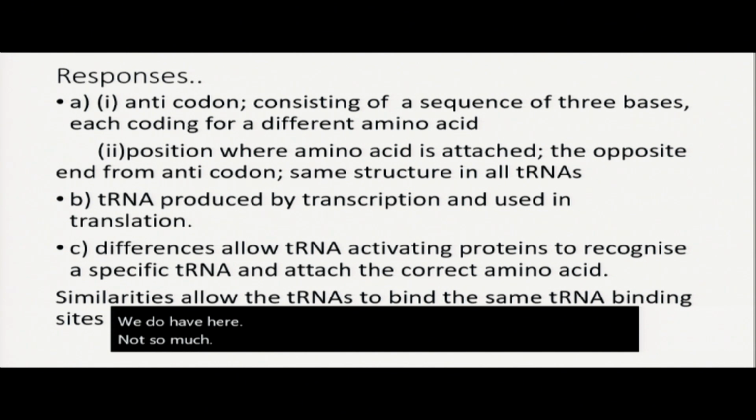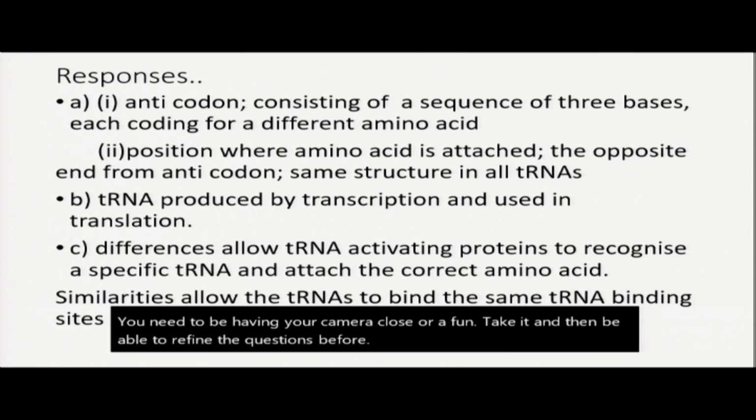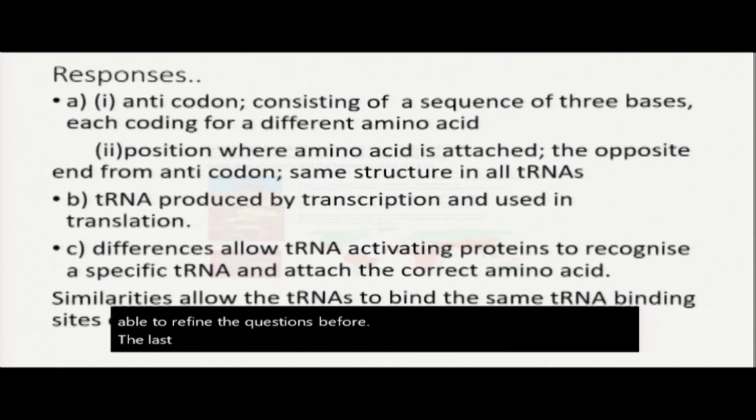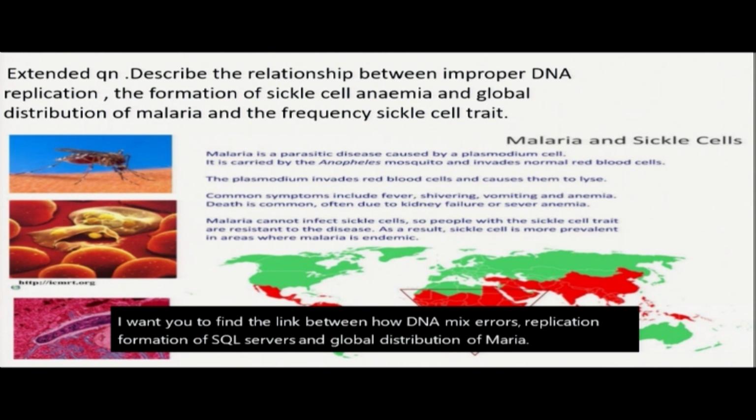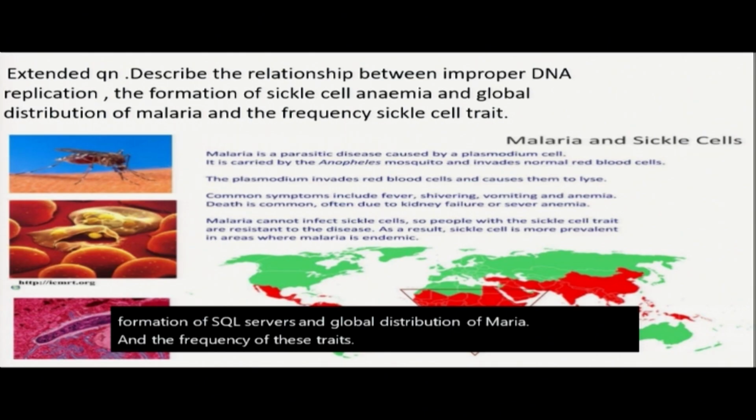And as we wrap up, remember, you need to be having your camera close by or a phone. Take it and then be able to refer to the questions before. The last part is an extended question. Research-based question. I want you to find the link between how DNA makes errors in replication, formation of sickle cells, and global distribution of malaria, and the frequency of these traits. So read the question very carefully.